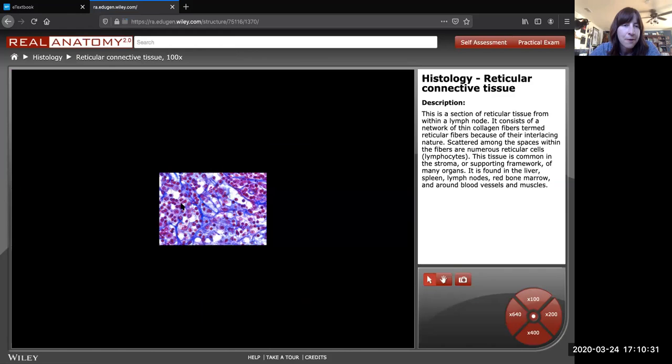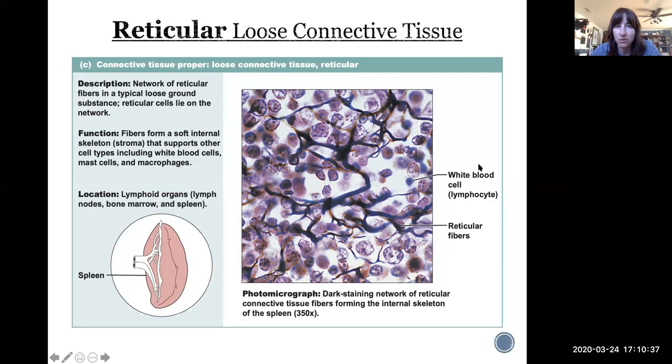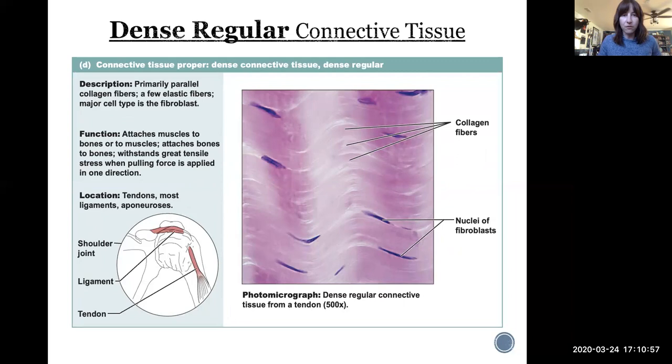All right, how are we doing? We okay with the loose connective tissues? We had three types, right? Areolar, adipose, reticular. Okay, I'm gonna move on. We're gonna talk about the dense connective tissues. Okay. The first is dense regular connective tissue. Dense regular, dense irregular, and elastic.